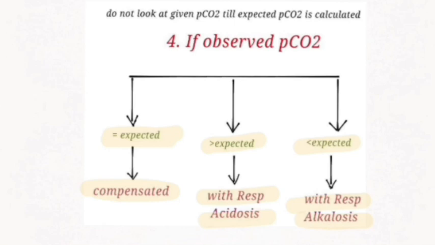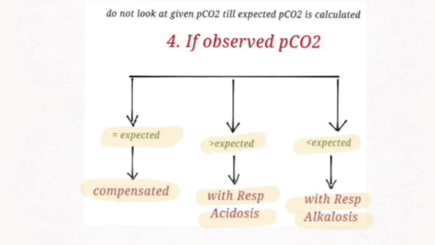You just basically have to remember that the value of PCO2 is inversely proportional to pH. The more the observed PCO2 value, the lesser will be the pH, which means if observed PCO2 is more than the expected value, it means that the pH will be low, that means respiratory acidosis.